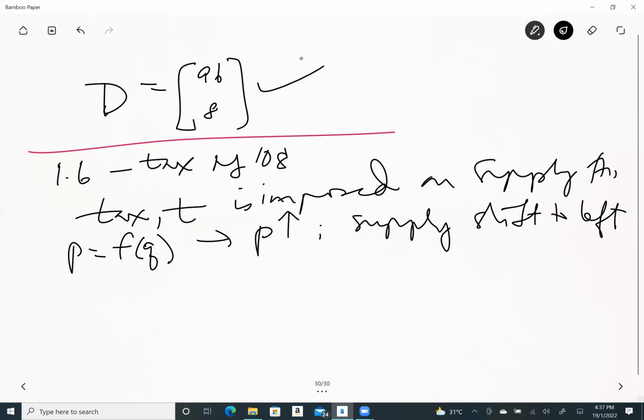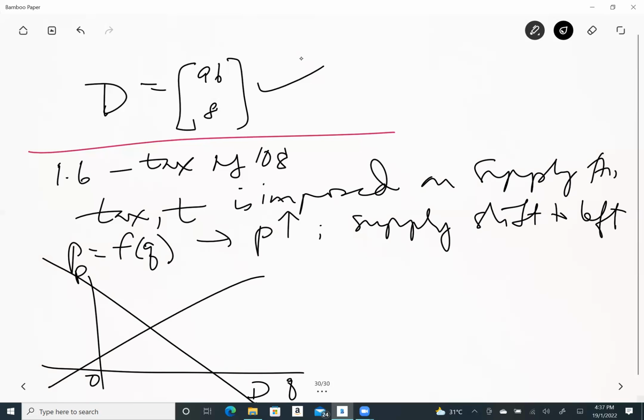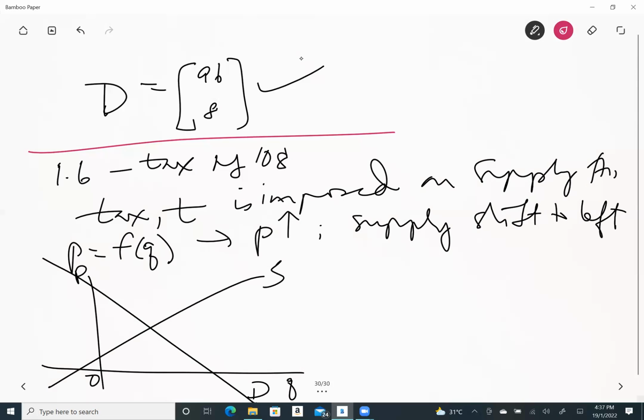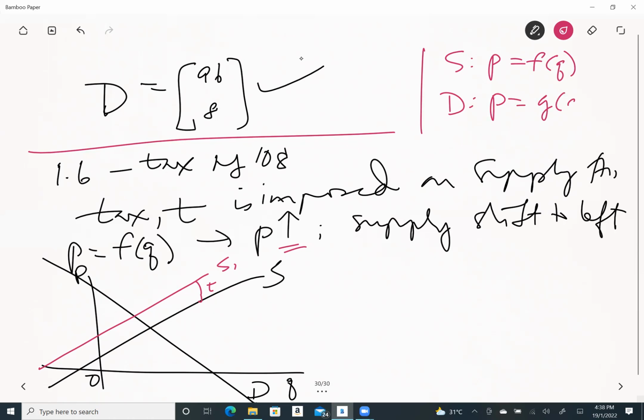So if you look at the diagram, it will be like this. This is Q, that is P. The demand function is like that. Supply function, too. So after the tax, the price will be increased by the amount of the tax. So supply S1, and that is the amount of the tax. So if you look at the market model, let's say at the beginning the supply is P equal to f(Q), and the demand is P equal to g(Q).